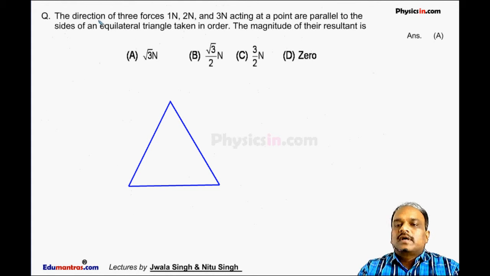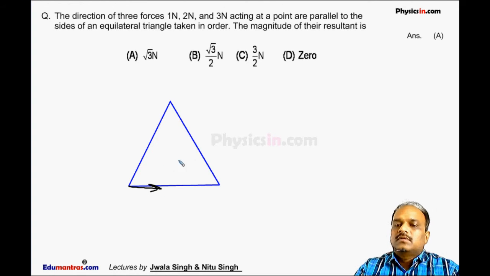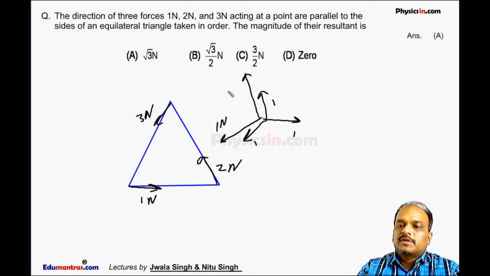Next question. The directions of three forces 1 Newton, 2 Newton, 3 Newton acting at a point are parallel to the sides of a triangle taken in order. This is 1 Newton, this is 2 Newton, and this is 3 Newton. The magnitude of their resultant is asked. So 1 Newton will cancel out with 1 Newton and become 0. So 2 Newton leaves 1 Newton remaining, and 3 Newton leaves 2 Newton remaining. So we have to actually find the resultant of 1 Newton and 2 Newton.